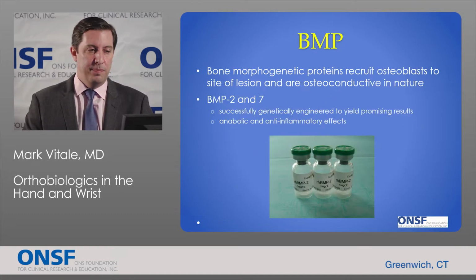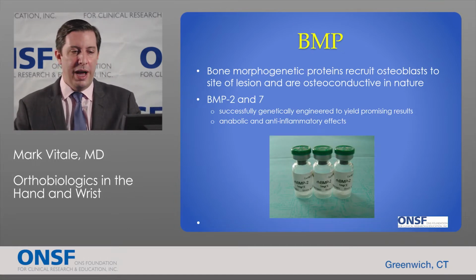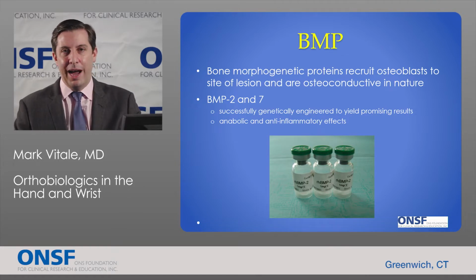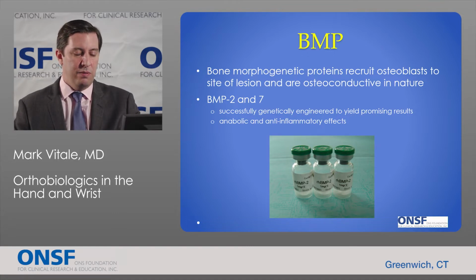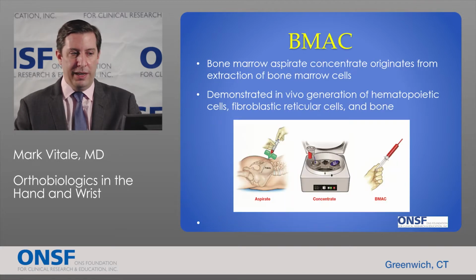So bone morphogenetic proteins, these are compounds that recruit osteoblasts, the cells that form bones, to the site of a lesion, and they're osteoconductive in nature. That means they help form bone. There are many different types of BMPs. BMP 2 and 7 have been the most frequently studied and are FDA approved. They have been successfully genetically engineered to yield some promising results, and they have both anabolic and anti-inflammatory effects.